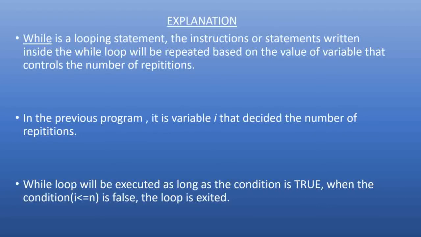Here the number of repetitions will be n, correct? And in the previous program, it is the variable I that decided the number of repetitions. So actually it is n, but I also controls because I constantly changes. The while loop will be executed as long as the condition is true, and when the condition becomes false, the loop will be exited or terminated.